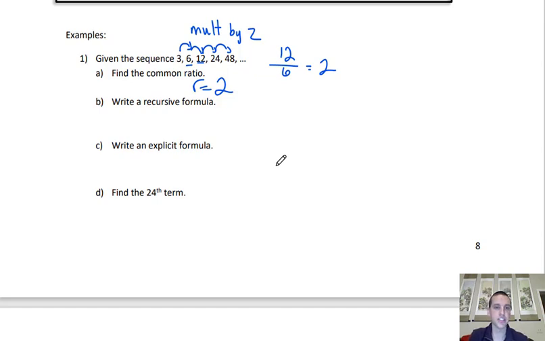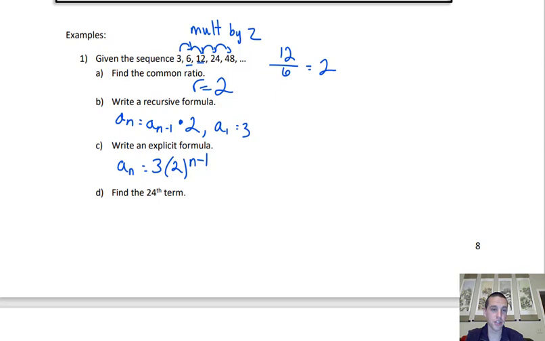Write a recursive formula. That's our next equals now. a sub n equals a sub n minus 1, that's our next equals now, multiplied by 2, comma, a1 equals 3. The next one, explicit formula, is a sub n equals our first term 3 parentheses 2 to the n minus 1. And so to find our 24th term, we all know that we should always use the explicit formula.